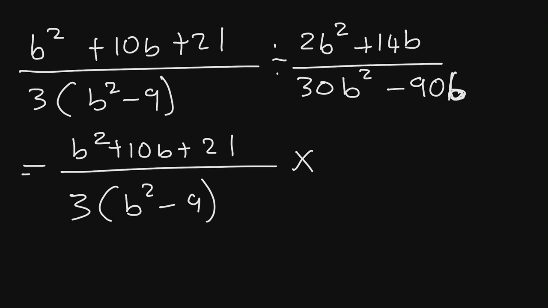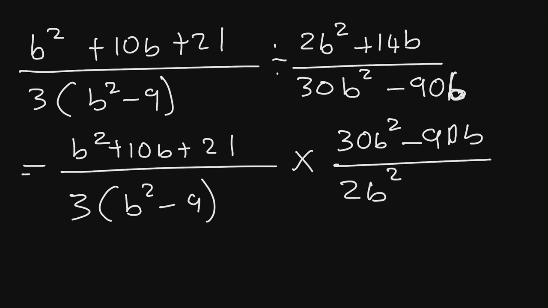If you change the division to a multiplication sign, what is next to the division sign, at the bottom will come at the top, and at the top will come at the bottom. So that fraction will change to 30b squared minus 90b all divided by 2b squared plus 14b. That is how you change the division to multiplication: you just swap this fraction, what is at the bottom goes at the top, and top at the bottom. Then you just have two normal fractions with multiplication in between.